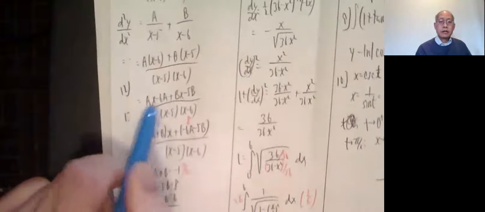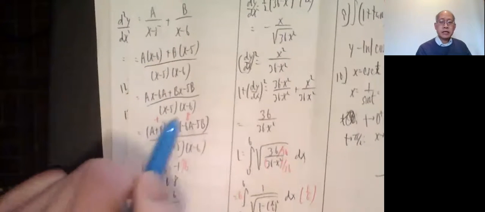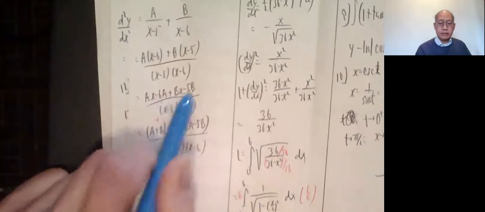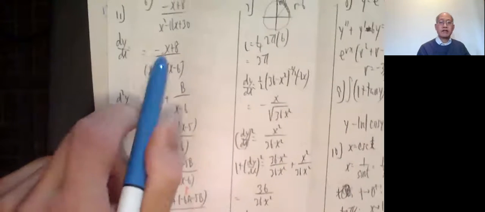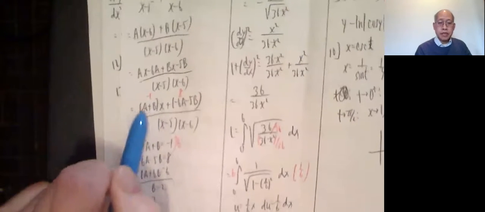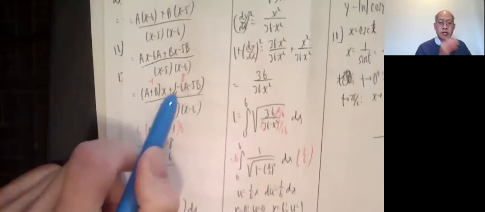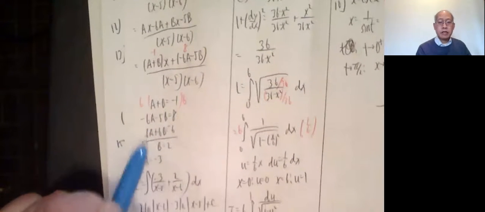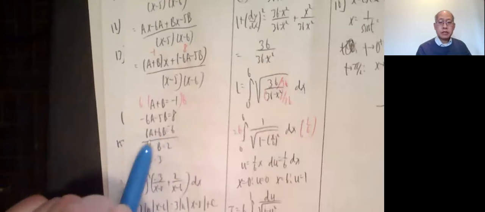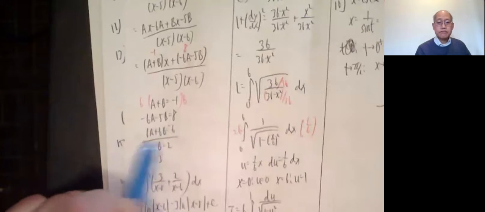Distribute. Gather the x's: a plus b x, plus the constant term, which means it doesn't have any x, negative 6a minus 5b. And that has to equal negative x plus 8. So that means a plus b is negative 1. Negative 6a minus 5b is 8. Multiply the top equation by 6: 6a plus 6b equals 6. Negative 6. Add them up.